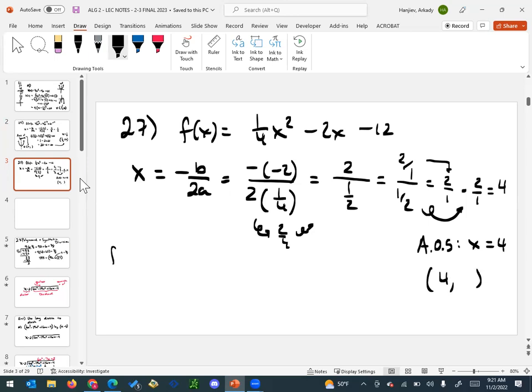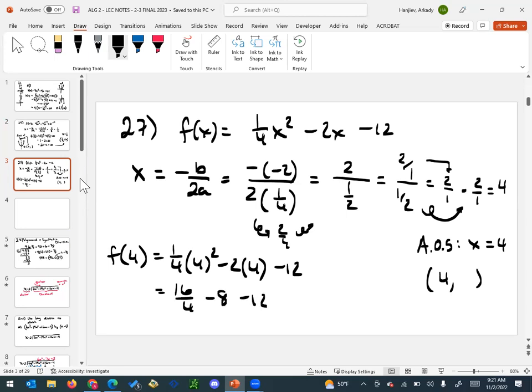And now let me just go and jump in and figure out my y coordinate for my vertex. 1/4 times 4 squared minus 2 times 4 minus 12. Boom, boom. Okay, what do we got here? 4 minus 8 minus 12. Anybody with an answer? -16. And then does Bob agree with you guys?